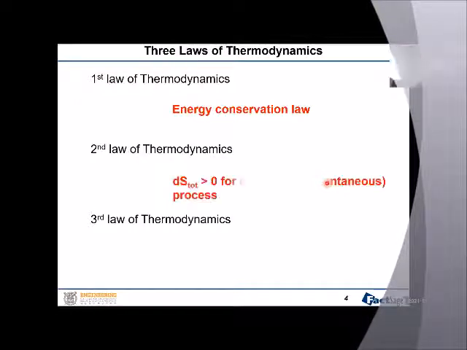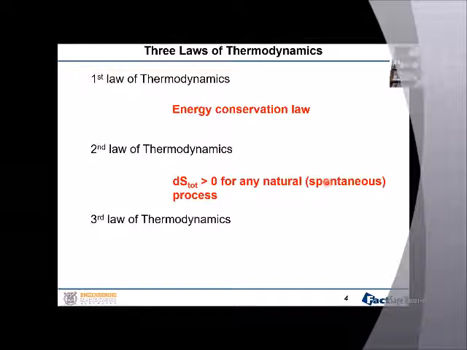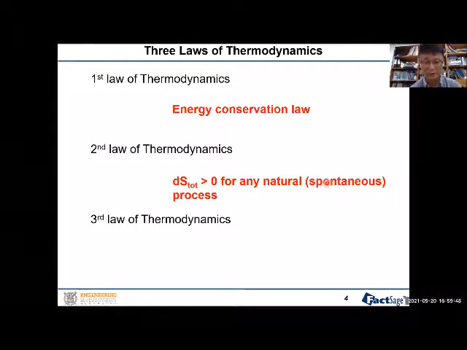Sorry. So the second law of thermodynamics is this one. The second law of thermodynamics is about entropy. The entropy of the universe is increasing for any natural process or any spontaneous process. If you just leave nature in general, the second law means that when you leave something as it is, by nature, it becomes more disorderly. That's the second law of thermodynamics.